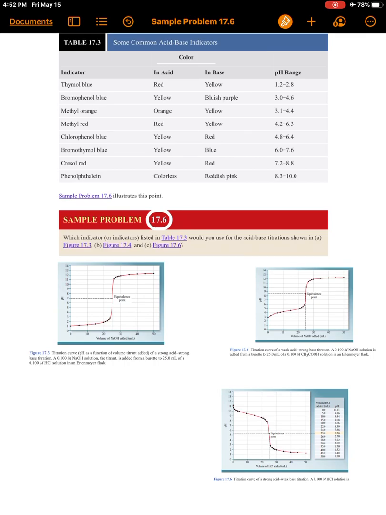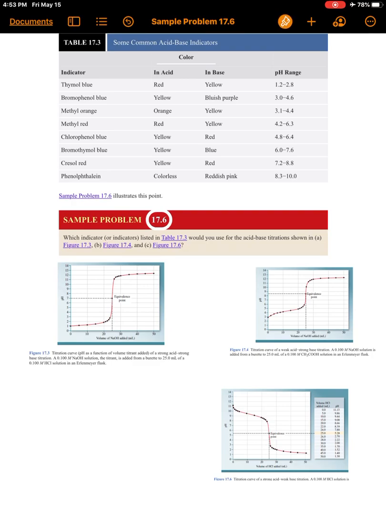Bromophenol blue, 3.0 to 4.6. That's not very close to pH 7. Methyl orange, 3.1 to 4.4. That's pretty far away, right? That's not close to 7. When you get to methyl red, that one goes from 4.2 to 6.3. That's not bad. I mean, that's pretty close to 7.